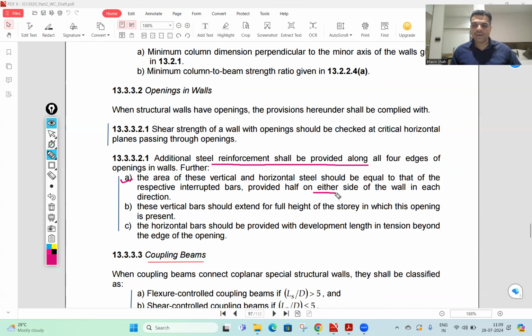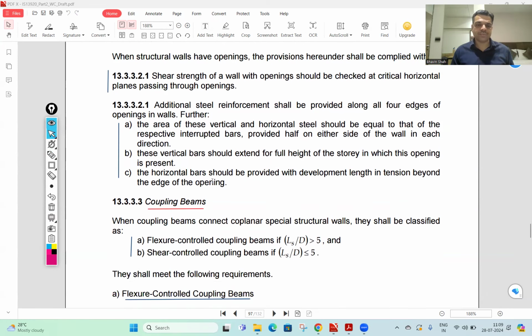provided half on either side of the wall in each direction, and these vertical bars should extend for the full height of the story in which this opening is present, and the horizontal bars should be provided with development length in tension beyond the edge of the opening. So here, some good detailing aspects are given.